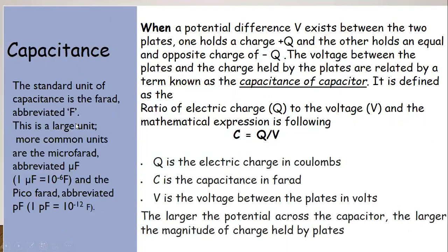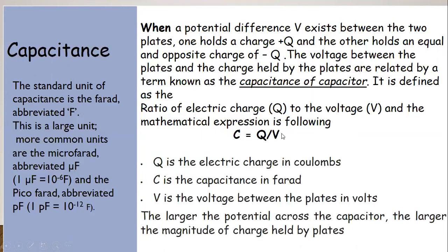Capacitance: when a potential difference V exists between the two plates, one holds a positive charge and another holds a negative charge. You have seen in the video that the voltage between the plates and the charge held by the capacitor are related by a term. We have seen that the more the voltage, the more the charge it can hold. So they are directly proportional, and the constant of proportionality is the capacitance of a capacitor.